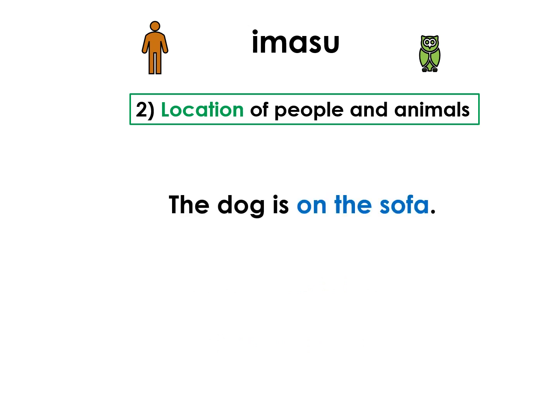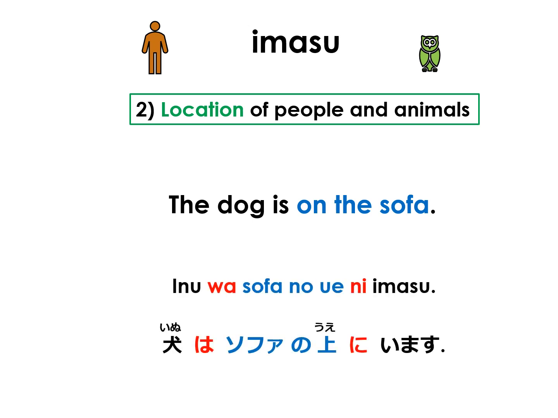The dog is on the sofa. Let's talk about the dog. As for the dog, it is on top of the sofa. In Japanese, we say, Inu wa sofa no ue ni imasu.